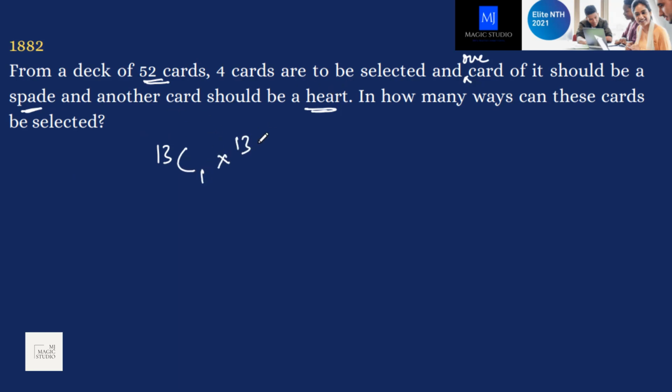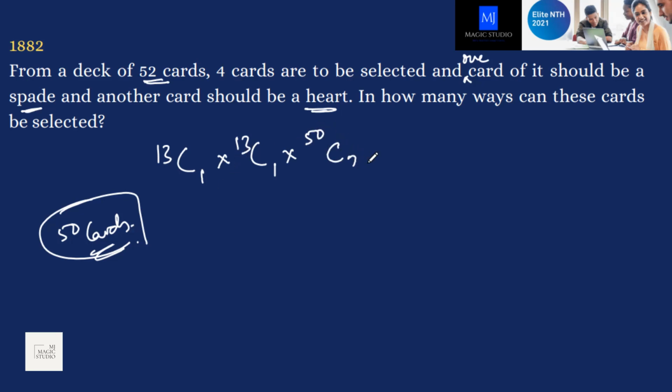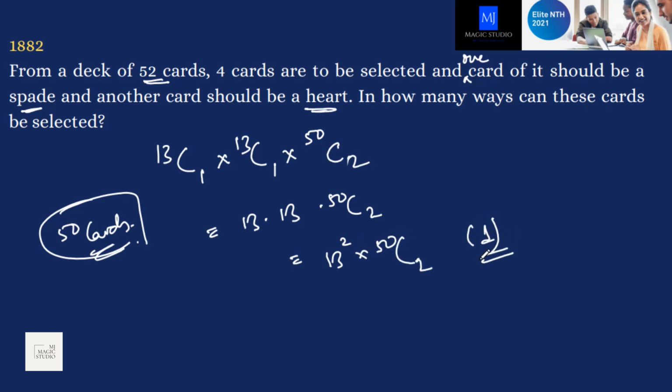And hearts are also 13. Let's select one out of it. Now we are left with 50 cards. If we have selected 2 cards, now we are left with 50 cards because the other 2 cards can be of any suit. So from 50, we'll select the remaining 2. So there should be 13 into 13 into 50C2, which is 13 square into 50C2, that features in option 1 on the screen.